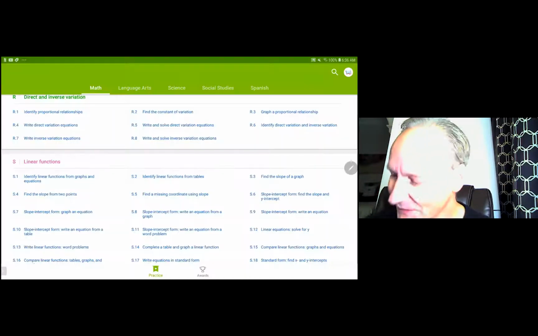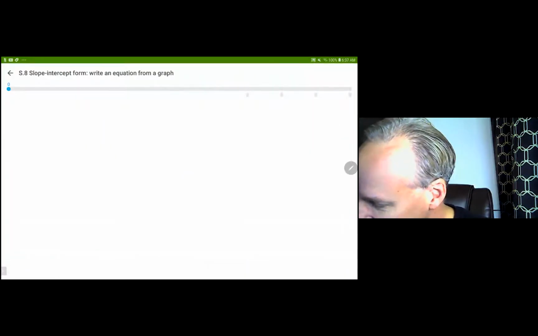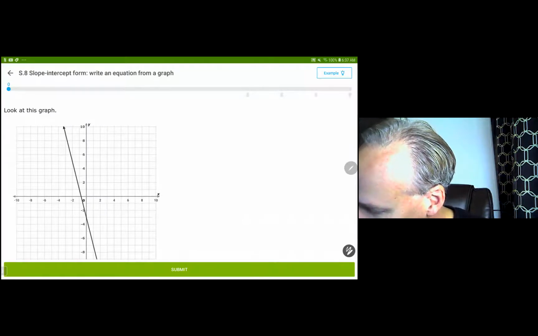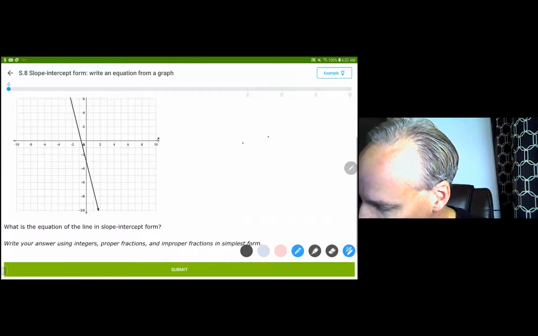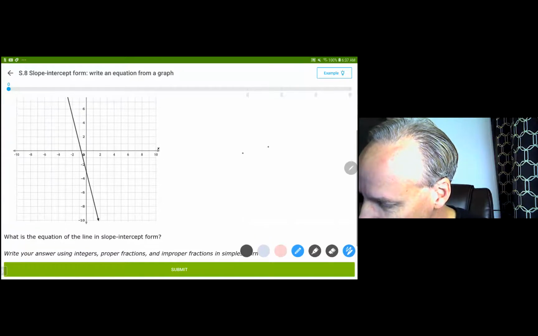Anyway, number 8, we're doing S.8, slope-intercept form, write an equation from a graph. So we're going to look at the graph and hopefully write the equation from that graph. I didn't preview it, so we'll take a look and see. It looks to me like we have a negative slope, first of all.